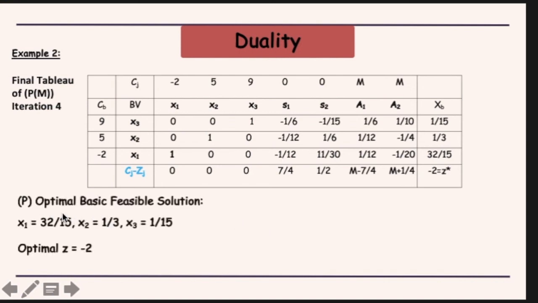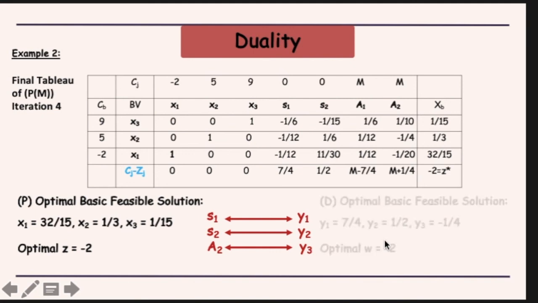The solution to the original primal problem is this: x1 is 32 by 15, x2 is 1 by 3 and x3 is 1 by 15, and the objective function value is -2, the same as objective function value achieved here, since artificials are not present in the basis. Now again we will recall the association S1 with Y1, S2 with Y2 and A2 with Y3. So let us see how to predict the solution to the dual problem.